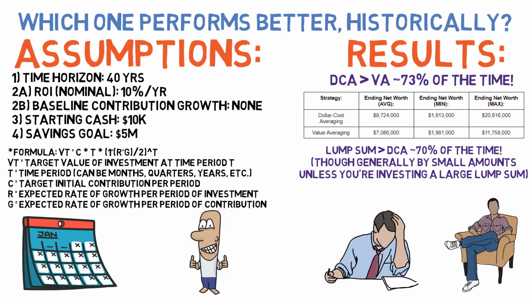And it also beat value averaging anywhere from 75 to 90% of the time. The drawback is, of course, that it did have lower minimum net worth figures than dollar cost averaging or value averaging in some cases. So there you have it.